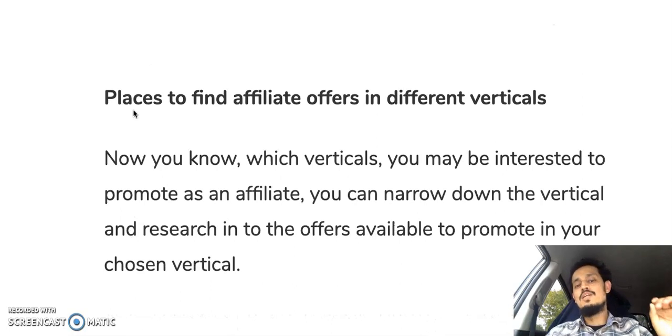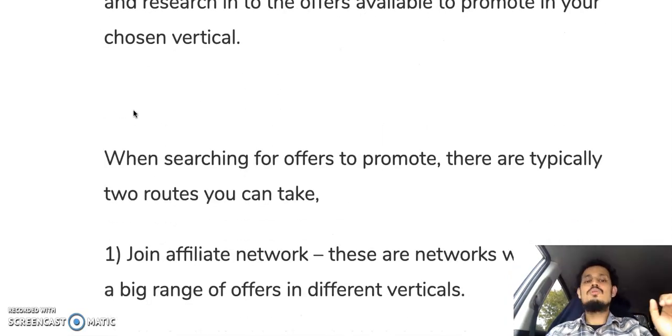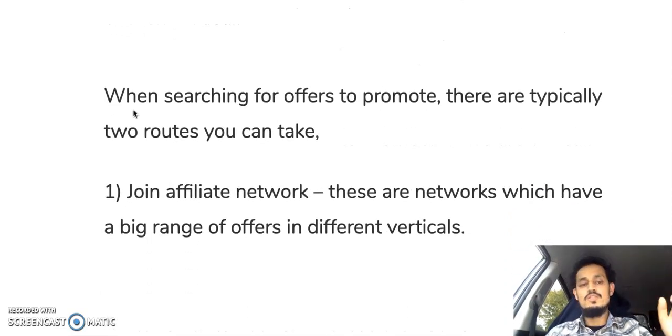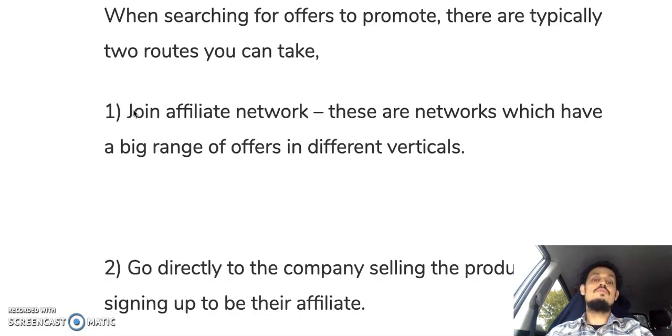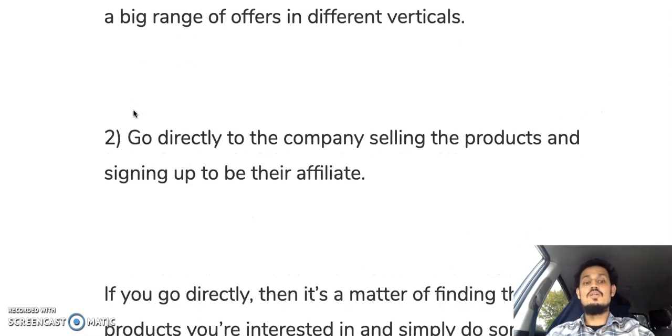Places to find affiliate offers in different verticals. Now you know which vertical you may be interested in, you've got an idea on what to promote. You can narrow down the vertical and research the offers and niches available to promote in your chosen vertical. When searching for offers to promote, there are typically two routes you can take. You can join an affiliate network, which has a big range of offers in different verticals that you can promote. Or you can go directly to a company selling the product and sign up to be their affiliate.